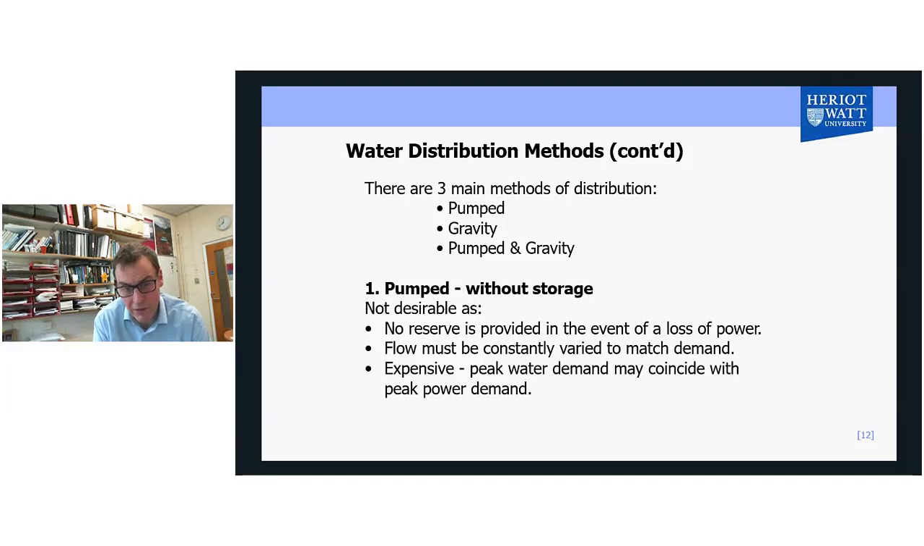You have to constantly vary flow to meet demand. So when there's high demand, in the morning when people are waking up, going to the toilet, having a shower, making themselves something to eat, you have to have the pumps ready and also the treatment ready to match that demand. And your peak in water supply demand coincides with peak in power demand, so you're paying the highest rates for your pumping costs as well.